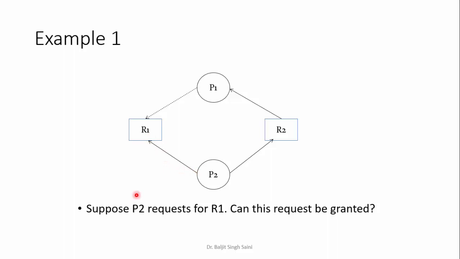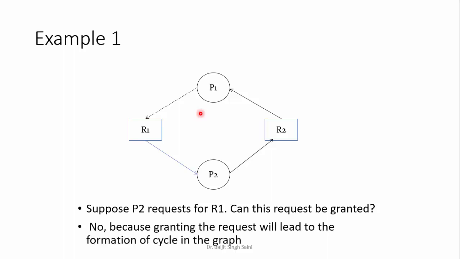Can this be granted? The answer is yes, because R1 is free right now, nobody has it, so I can change the request edge to an assignment edge. Now I need to check whether there is a cycle in the graph or not. Now let's see: R1, P2, R2, P1, R1. So there is a cycle here. Hence we cannot grant this request. So the answer is no, because granting this request will lead to the formation of a cycle in the graph, which means that the system is in an unsafe state. It may lead to a deadlock.